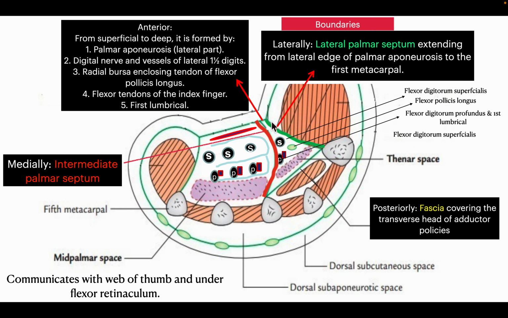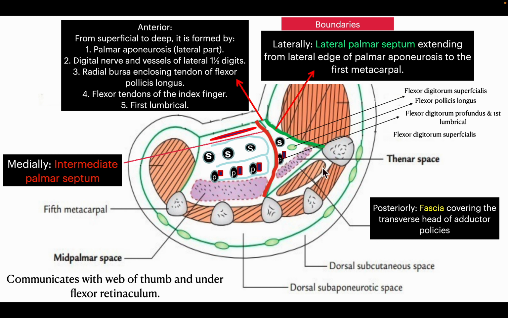Let's know the boundaries of the thenar space. We have anterior, posterior, medial and lateral boundaries. The anterior boundary is formed by the lateral part of the palmar aponeurosis, digital nerves and vessels of the lateral 1.5 digits, the radial bursa including flexor pollicis longus, the flexor tendon of the index finger, that is flexor digitorum superficialis and flexor digitorum profundus, that is the first tendon of the superficialis and the profundus. Along with the profundus we have the first lumbrical muscle also, which is forming the anterior boundary of the thenar space.